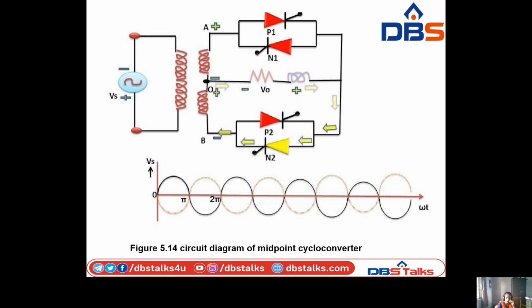The source voltage will be Vs, and here A and B, with the middle point O. At the middle point O, we connect a load. Here P1, N1 and P2, N2 are the four thyristors for the midpoint cycloconverter. Figure 5.14 shows the circuit diagram for a midpoint cycloconverter.